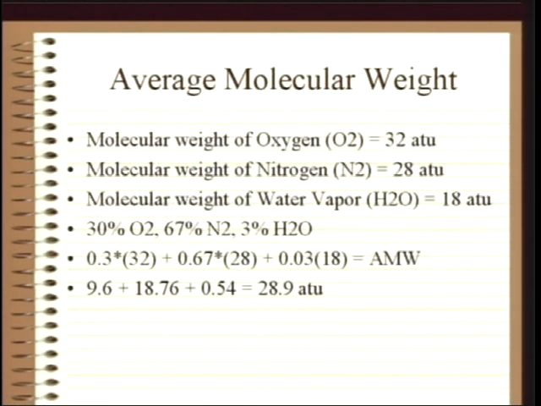So we take 0.3, which is 30% converted to a decimal. So that 0.3 times 32, since it's 30% oxygen and the molecular weight of oxygen is 32, when those terms are multiplied together, that produces 9.6. The 67% nitrogen is 0.67 times 28, which produces 18.76. 0.03 for the water vapor times 18 is 0.54.